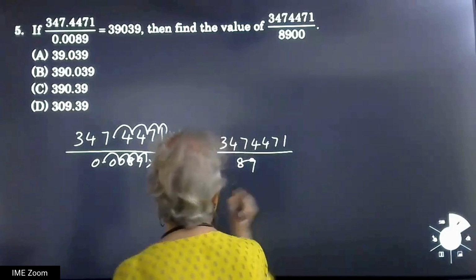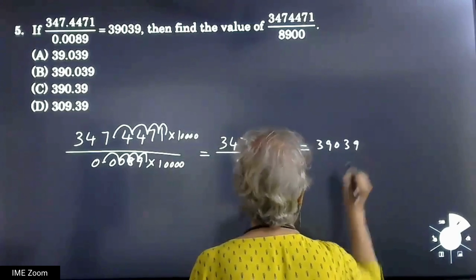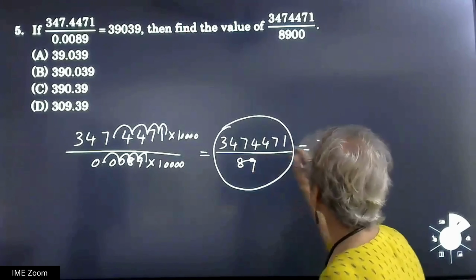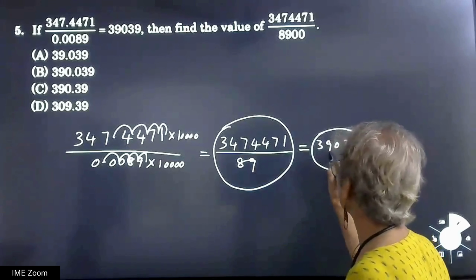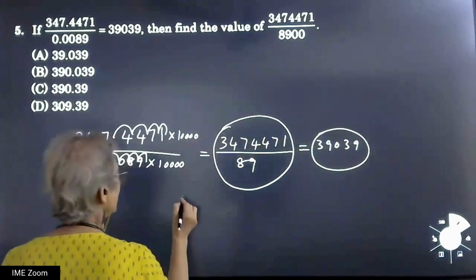And the answer, this answer is given to us, 39039. Correct? So this number, the quotient, is this. Now what do we have? In our question, what is given?